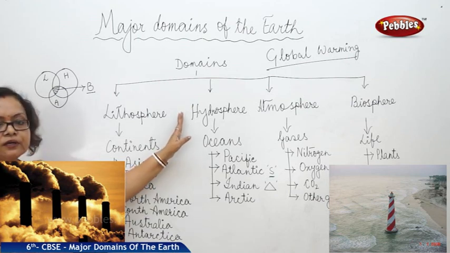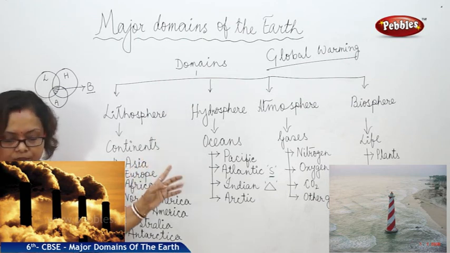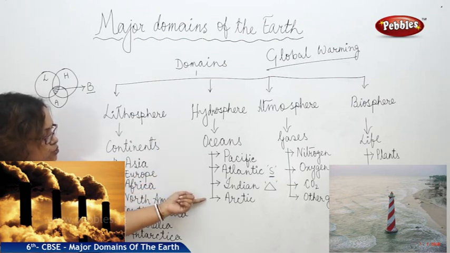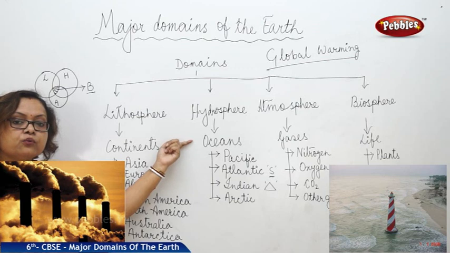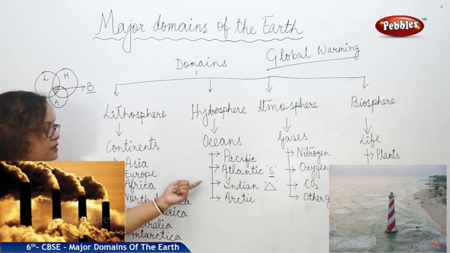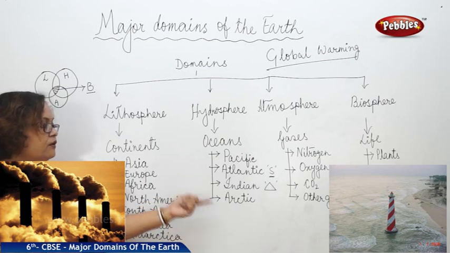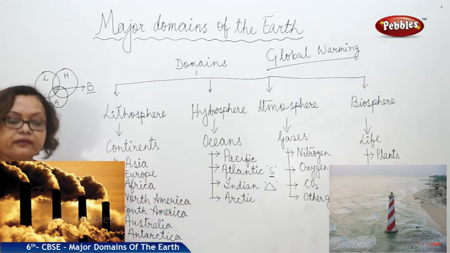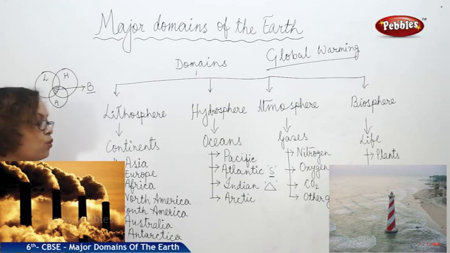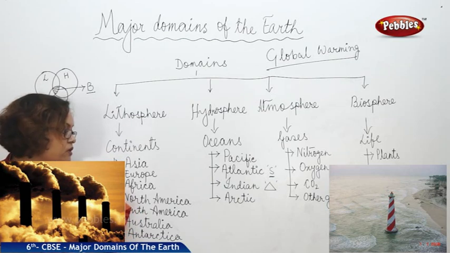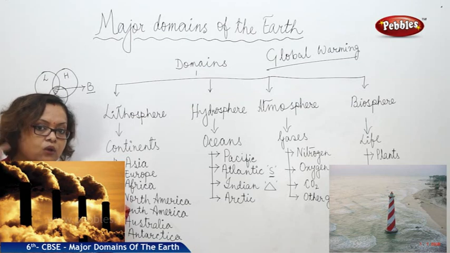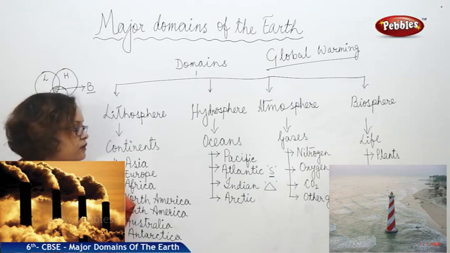Coming to the hydrosphere, the next one, we have four oceans. Oceans are purely water bodies. The oceans are the Pacific Ocean, Atlantic Ocean, Indian Ocean and Arctic Ocean. The biggest one is the Pacific, which has the Mariana Trench. The Atlantic Ocean is the busiest ocean. The Indian Ocean is the only ocean named after a country. And the Arctic Ocean is in the North Pole, the northern side of the Earth.